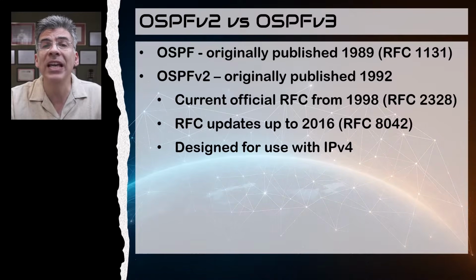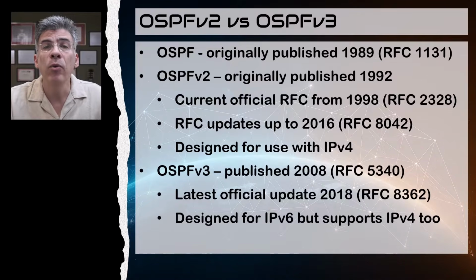OSPF version 2 is specifically designed for use with IPv4. Now, OSPF version 3 was published originally in 2008, but it too has gone through some updates and amendments, with the latest official such updates dated within 2018, as of the publication of this video. OSPF version 3 is specifically designed for use with IPv6, but it's also backward compatible with IPv4.